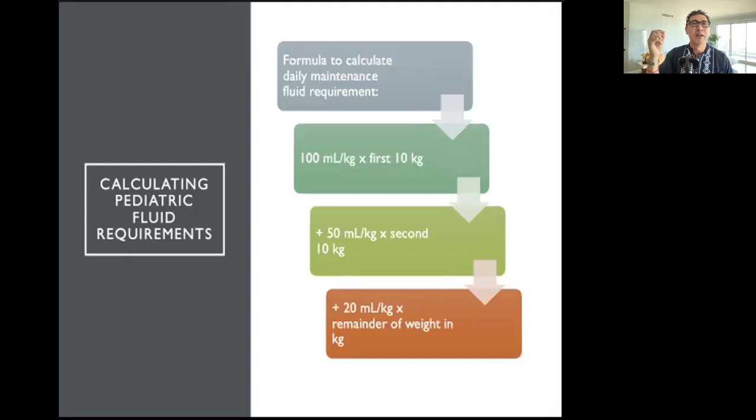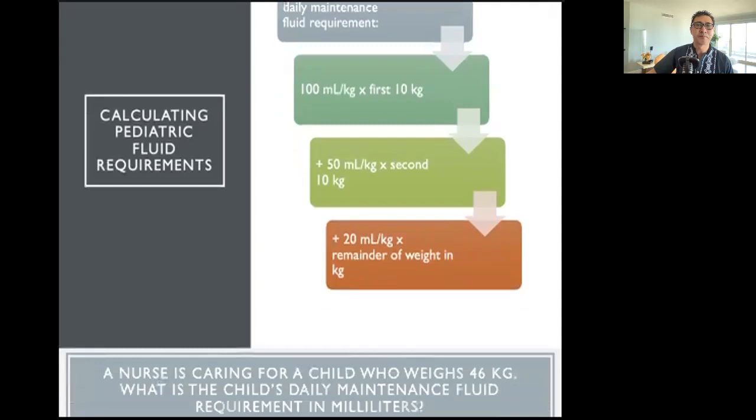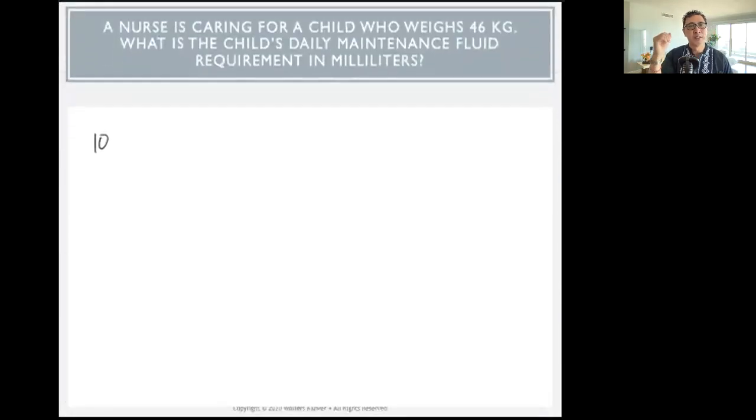Number one, 100 mLs per kilogram for the first 10 kilograms. Next, plus 50 mLs per kilogram for the second 10 kilograms. Next, 20 mLs per kilogram for the remainder of weight in kilograms. It sounds complicated. It's not. Wait till you see it on paper. So here's the problem. A nurse is caring for a child who weighs 46 kilograms. What is the child's daily maintenance fluid requirements in mLs?